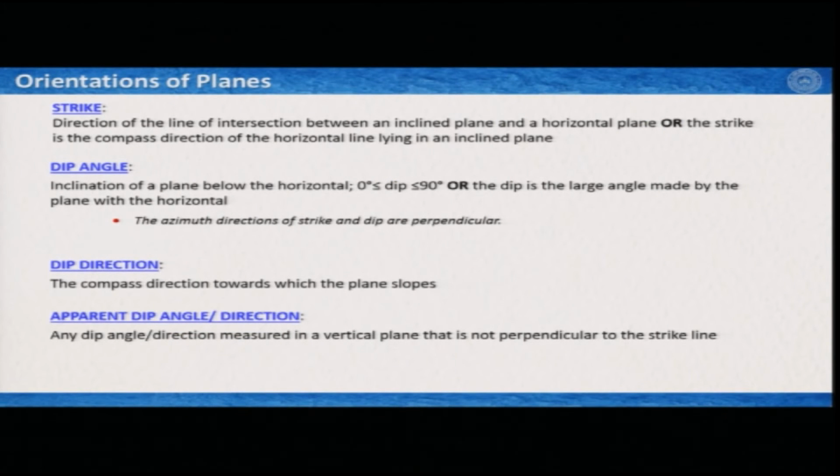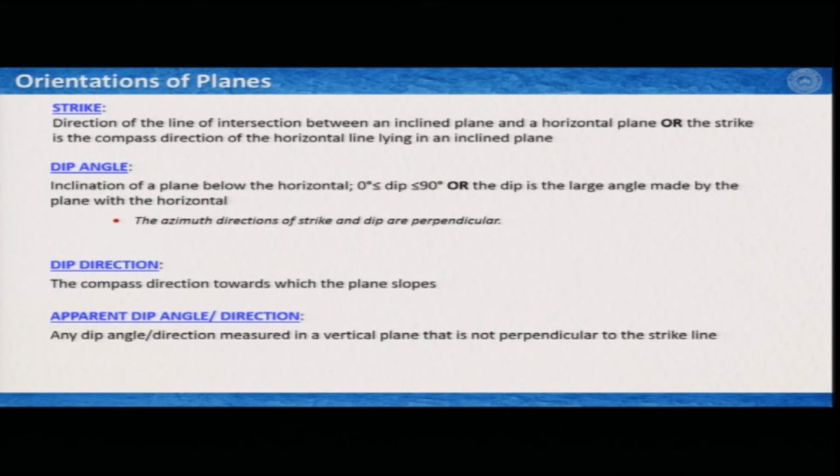So, I read what strike is. Strike is the direction of the line of intersection between an inclined plane and a horizontal plane. You can also define it as the compass direction of the horizontal line lying in an inclined plane. If you have the concepts clear from the previous slide, you can understand what these two statements mean. Dip angle is the inclination of a plane below the horizontal. So, it essentially ranges from 0 to 90 degrees. You can also define it as the dip being the largest angle made by the plane with the horizontal.